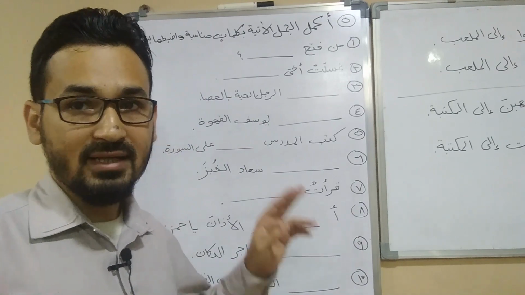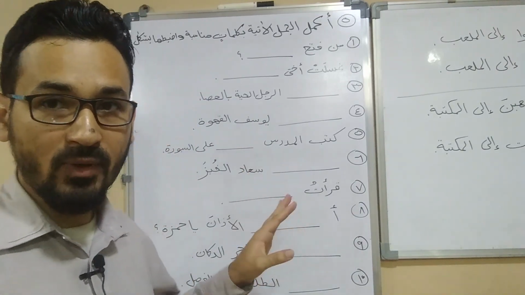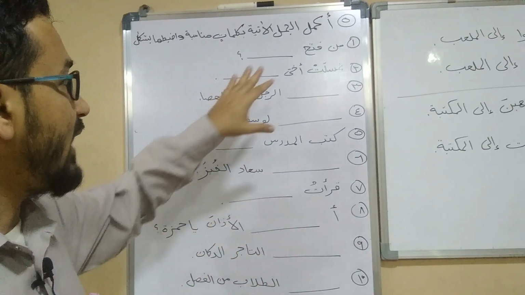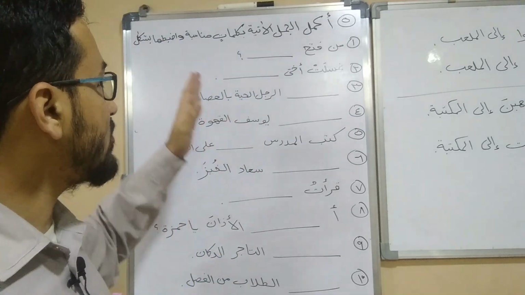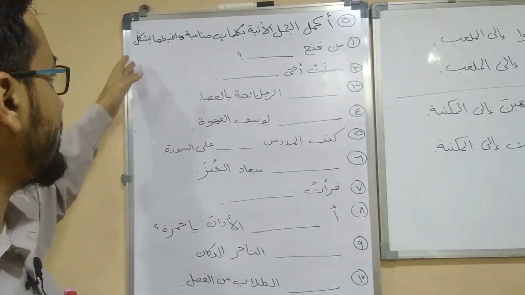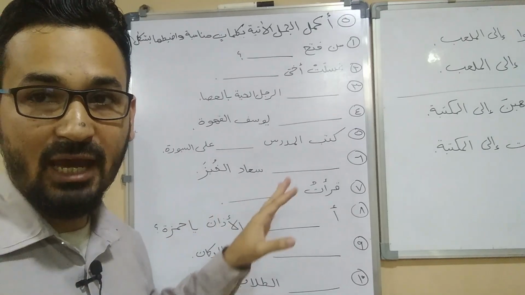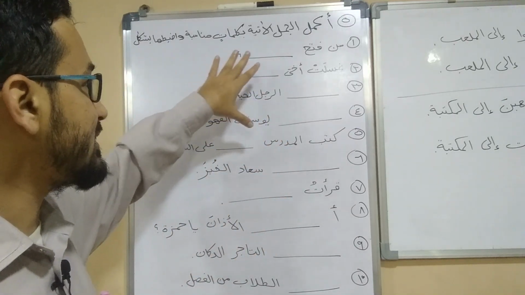Friends, we had some remaining exercise and now we are doing this. Exercise number 5: أكمل الجمل الآتية بكلمات مناسبة واضبطها بالشرط. Okay, we have to complete this sentence.